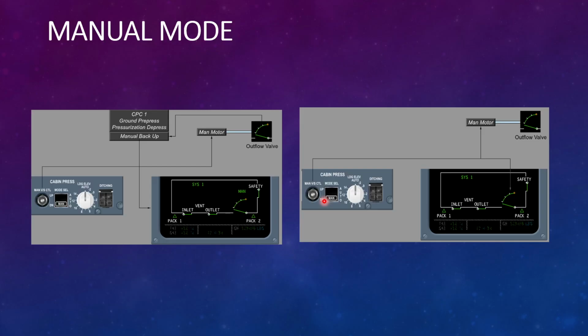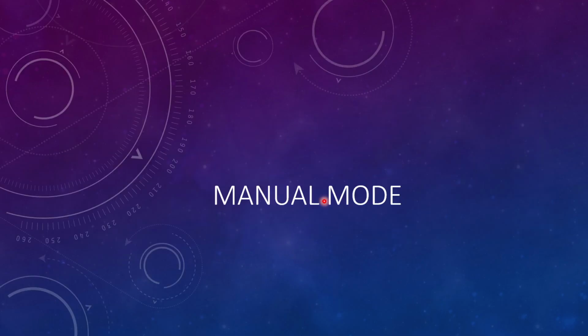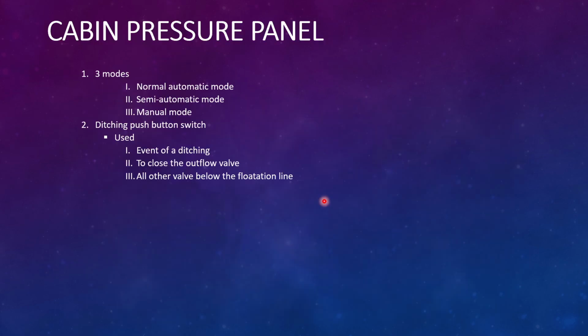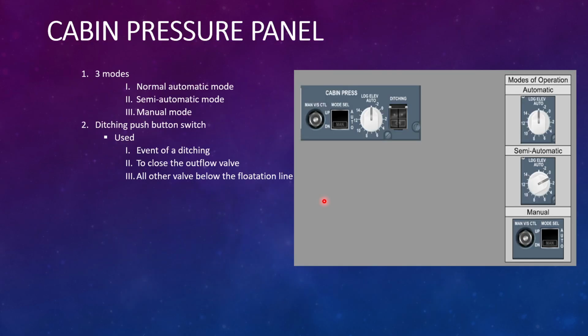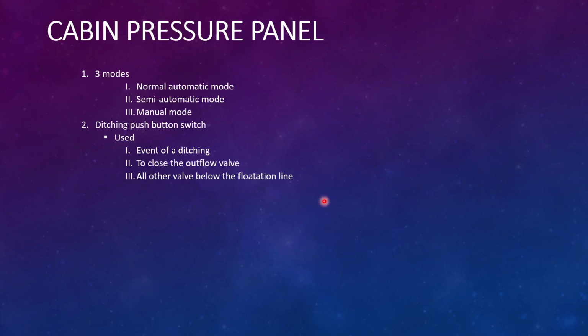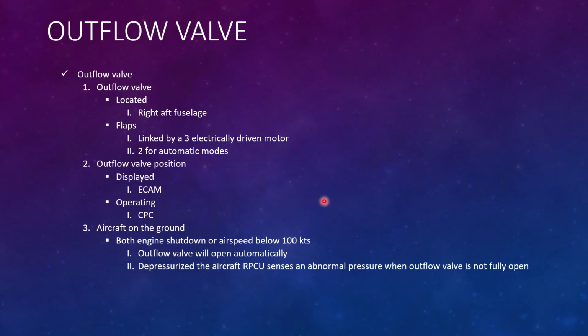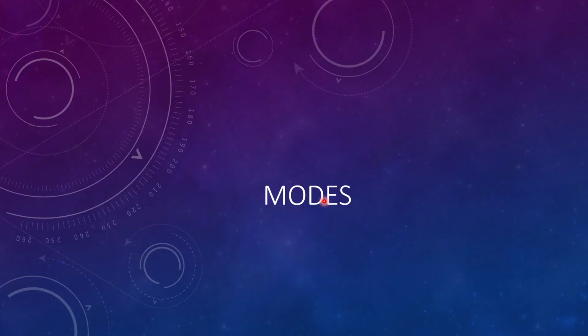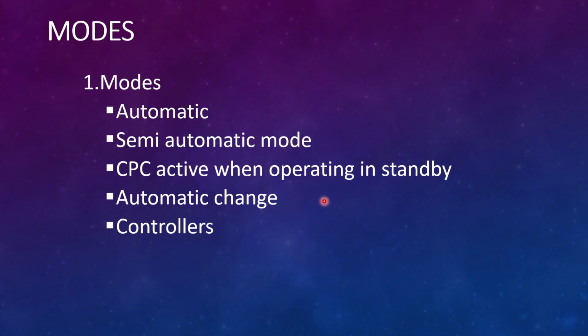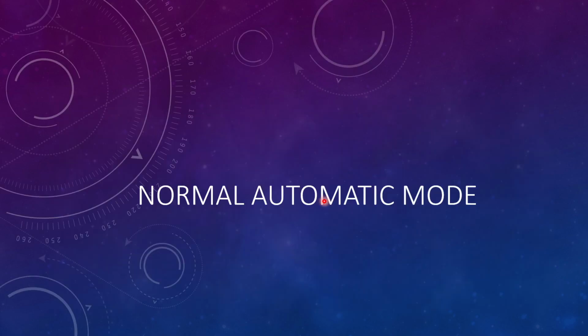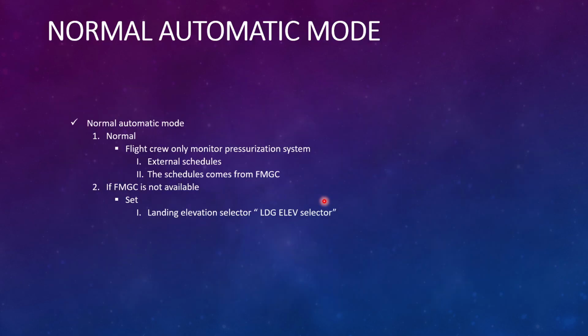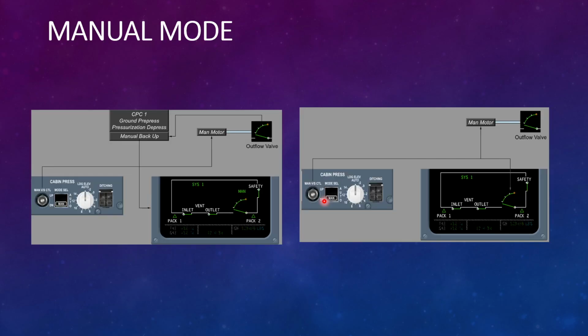Okay, so that would be all for discussion today. Just a quick recap of our discussion. We have discussed the cabin pressure panel. We have discussed the outflow valve, safety valve, the modes, normal automatic mode, manual mode, and that's it.